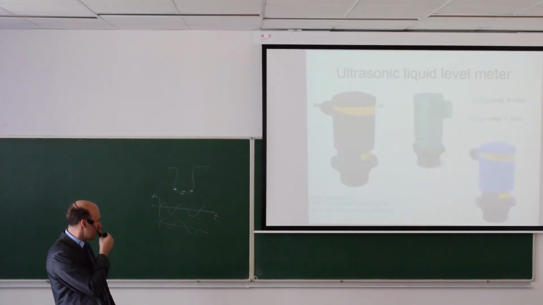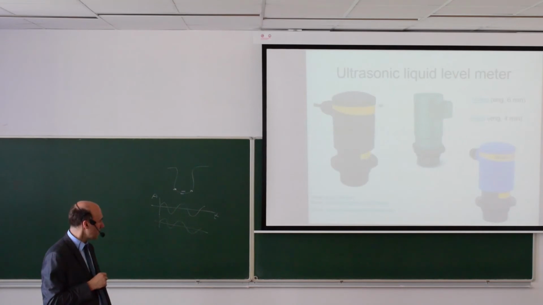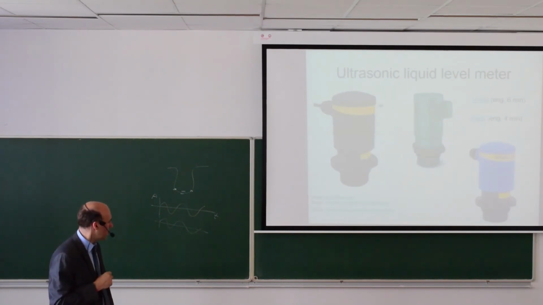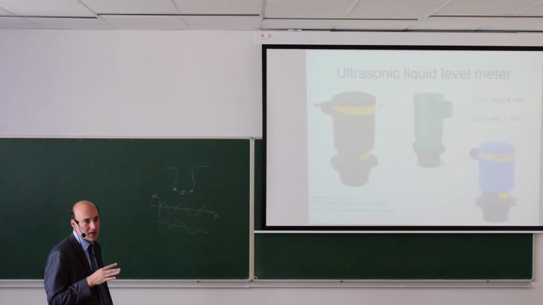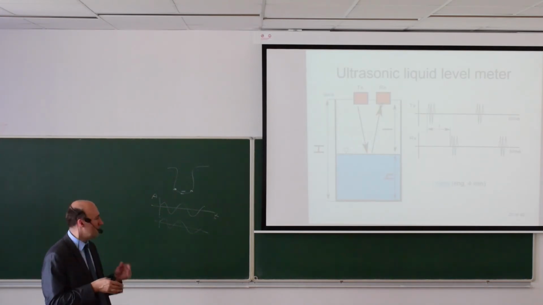Few examples. This is the sensor. It's always installed from the top. We'll see the sensor also in the lab. The range is few meters typically, and the basic parameter is the shape of this cone. How do you transmit the signal? In what tank you can install it?